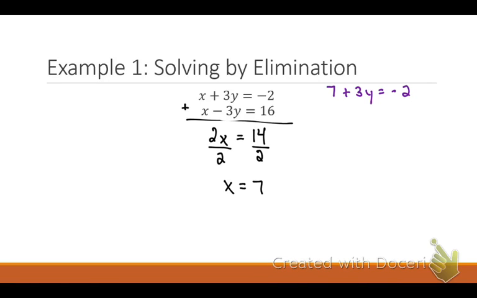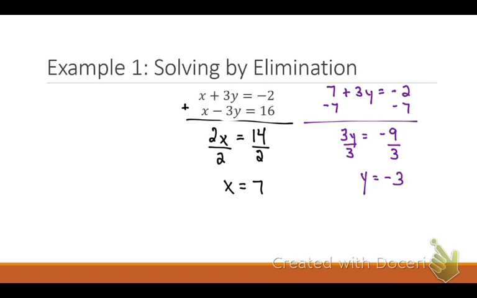So talk me through it, guys. What do I do next? You subtract 7. Yeah, subtract 7. And then 3y equals negative 9. And then divide both sides by 3, and y equals negative 3.